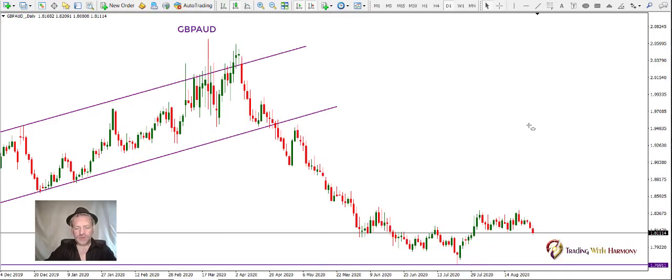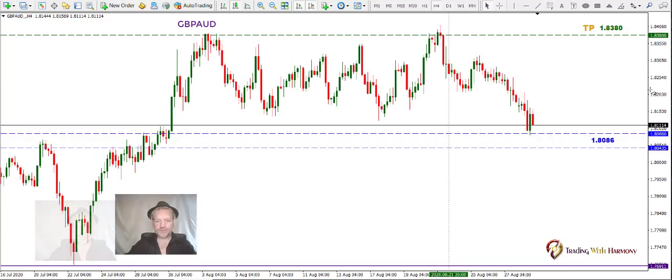Okay, so the pound Aussie then. A lot of sideways movement has been going on for the last several weeks here. So let's go into the actual 4-hour.